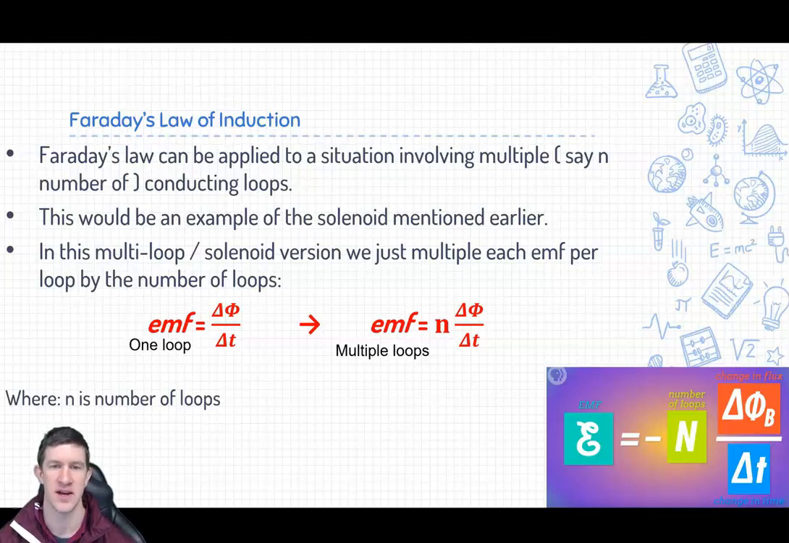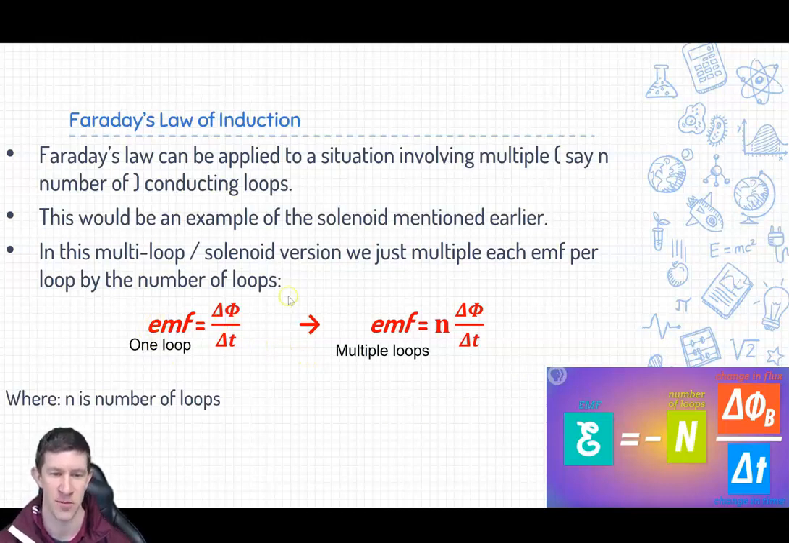Faraday's law can be applied to a situation involving multiple, say, n number of conducting loops. Rather than just a single loop, we can have lots of them, and we use the symbol n to denote how many loops we have. This would be an example of the solenoid that we've seen earlier in the electric section. In this multi-loop solenoid version, we just multiply each EMF per loop by the number of loops.